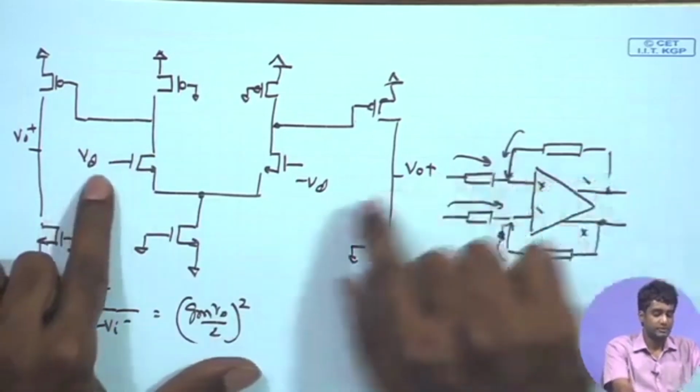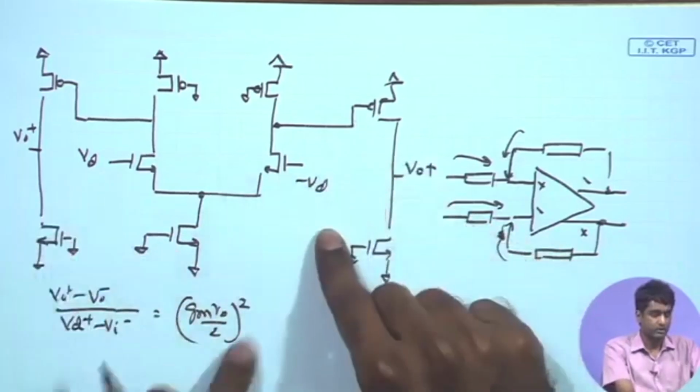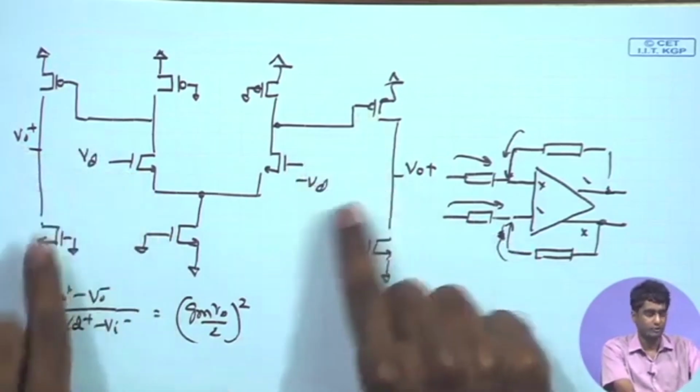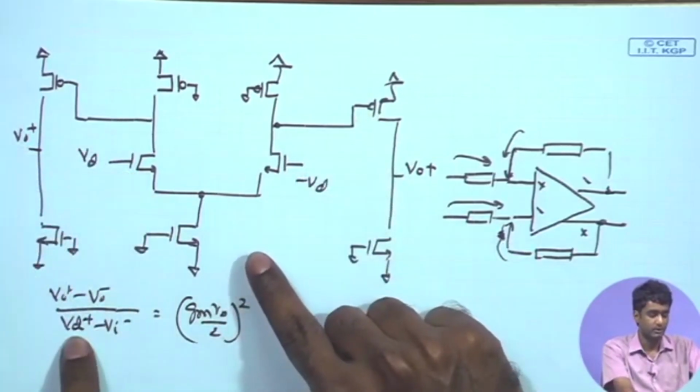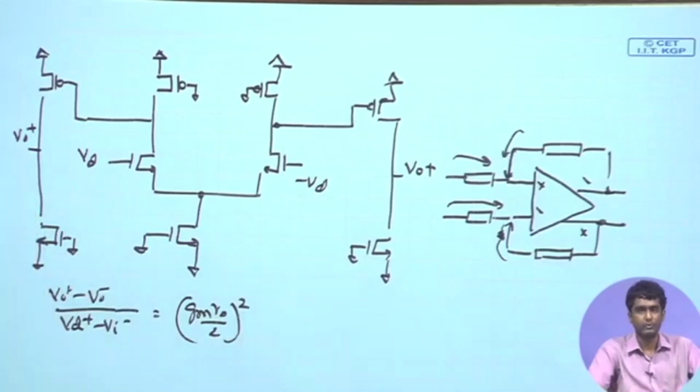And we have the differential signal Vd minus Vd at the input, and we just wrote down the expression for the overall gain for this particular amplifier from the differential input to the differential output, VO plus minus VO minus upon Vi plus minus Vi minus. So that is having (GM RO by 2) whole square. And we need to look at two things.